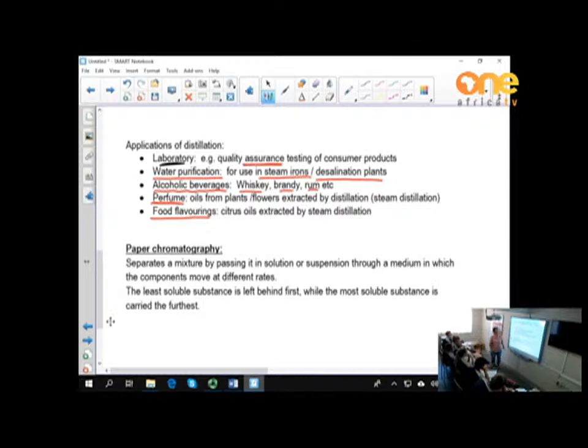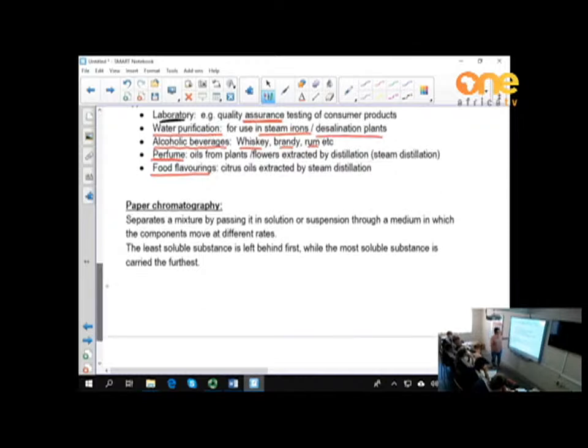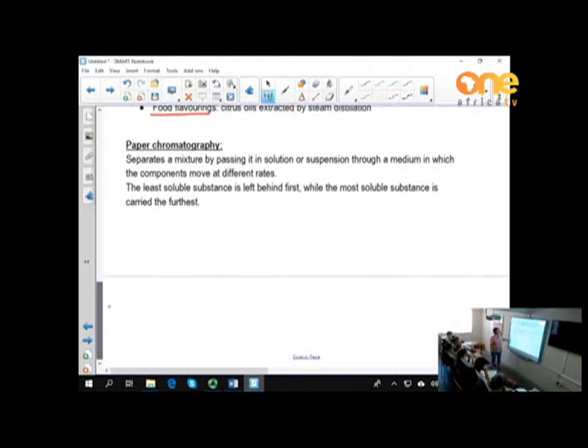You don't need to worry too much about that. All right, now, we have now had a look at filtration. We have had a look at distillation. And crystallization. So, filtration, crystallization, distillation.